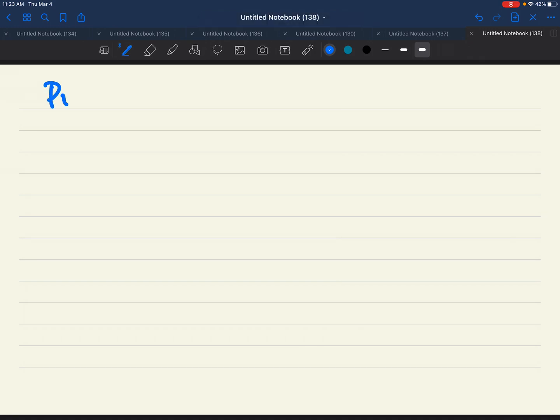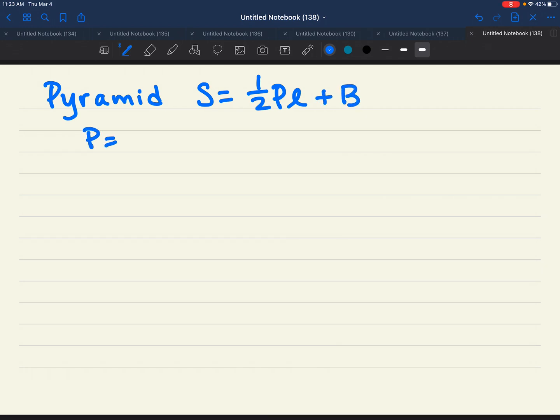All right. So first we're going to write the formula for a pyramid. Surface area is equal to half capital P times L plus capital B. Now, we already know what capital P stands for because we've done this before. What does capital P stand for? Perimeter of what? Be specific. So, perimeter of the base.